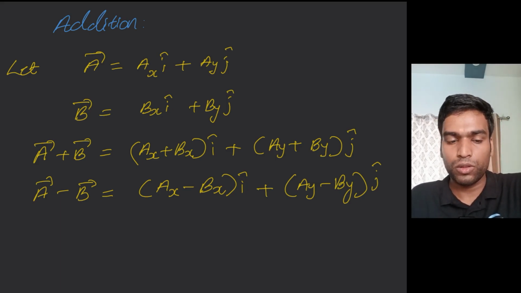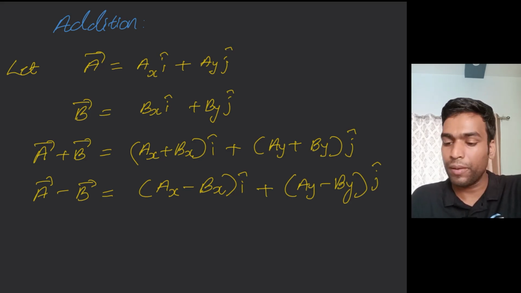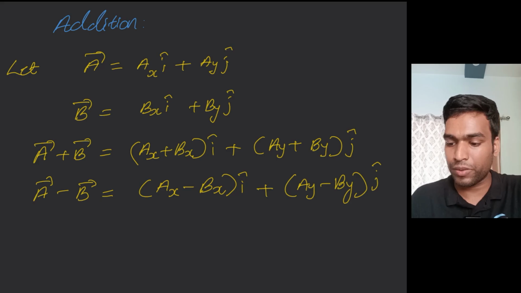There are two unit vectors. Their only purpose is to show the direction, okay? And they have magnitude 1. Both i cap and j cap have magnitude 1. That's why they are called unit vectors, right?